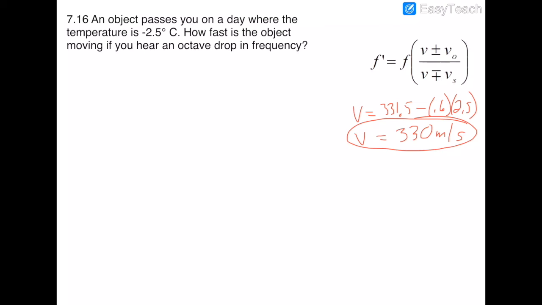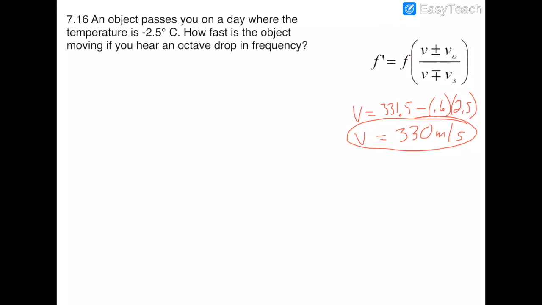So an object passes you on the day where that's the temperature, that's the speed of sound. How fast is the object moving if you would hear an octave drop in frequency? An octave drop in frequency. Okay, so this is pretty awesome. The frequency you hear as it's coming towards you is how much bigger than the frequency you hear when it goes away from you?